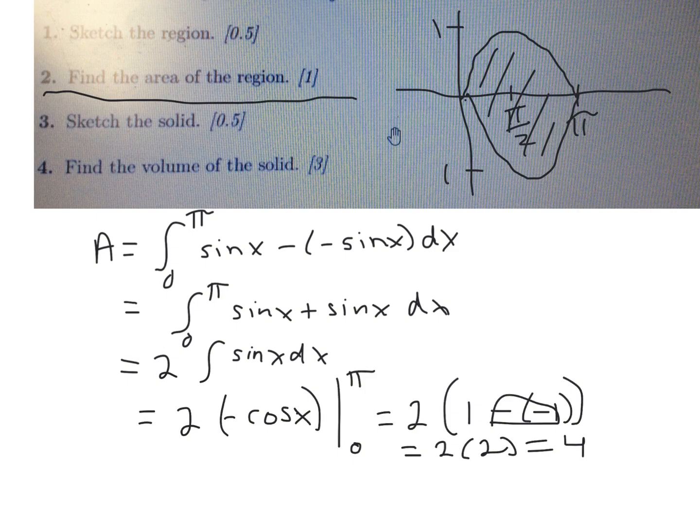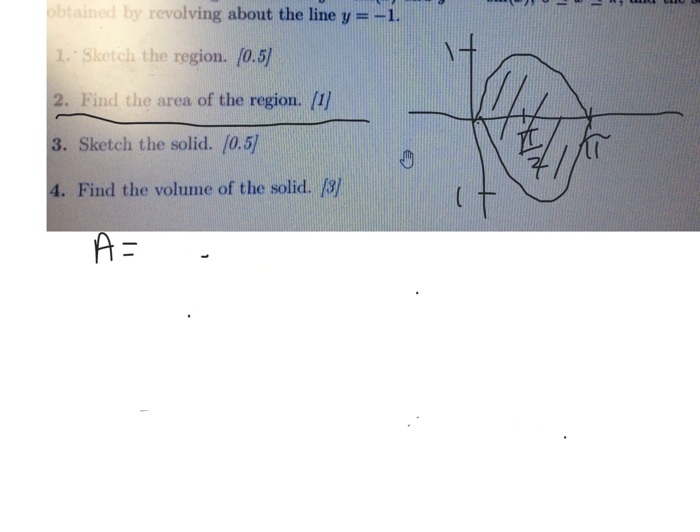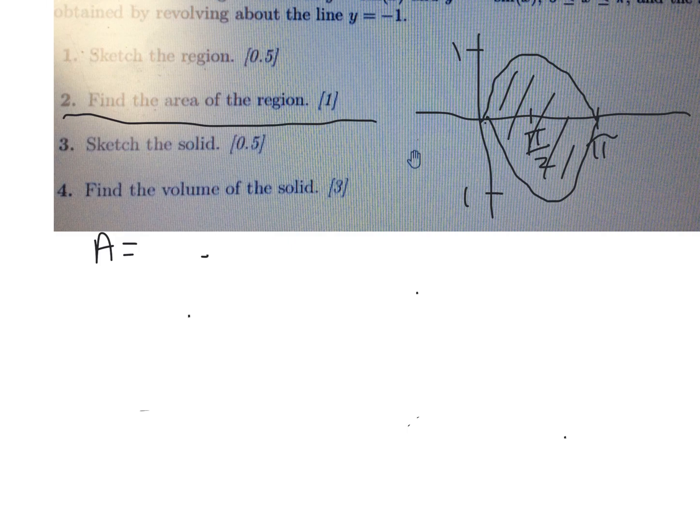All right, now if we were doing the volume, then we're going to use a different formula. So I think I will just make a new page so that we can start that one fresh. Okay, so the first thing they're asking us to do in number 3 is to sketch the solid. And they already stated that we are revolving around the line y equals minus 1. And that's this line here, which also happens to be the minimum point of the graph.